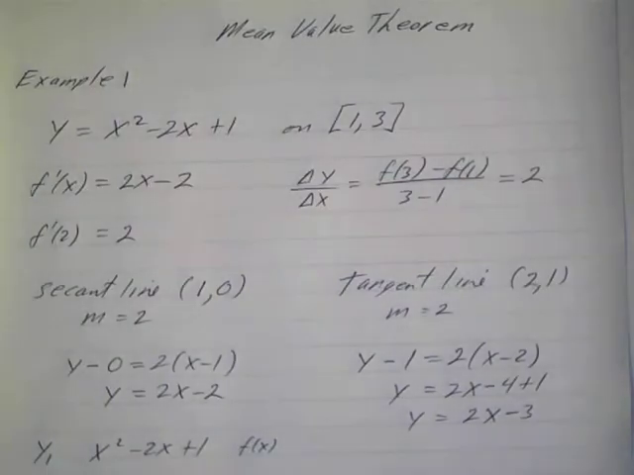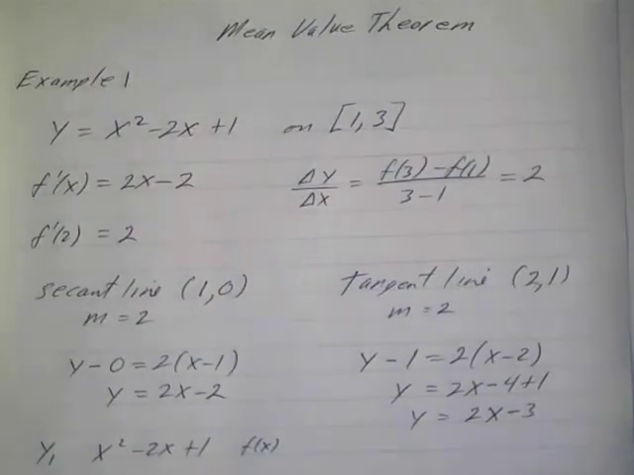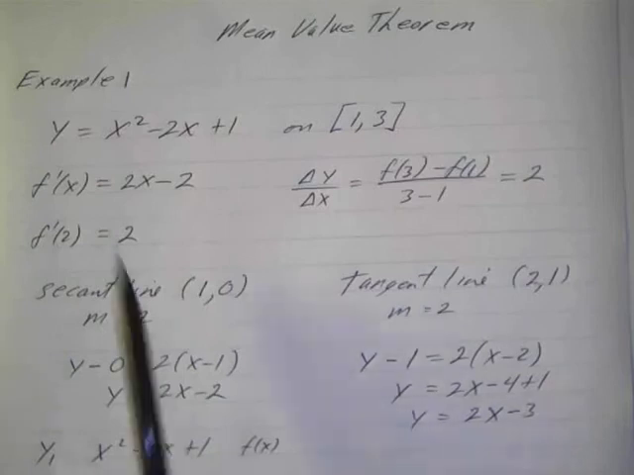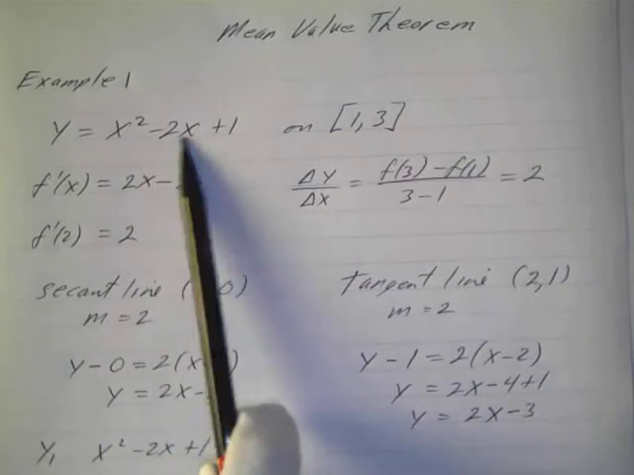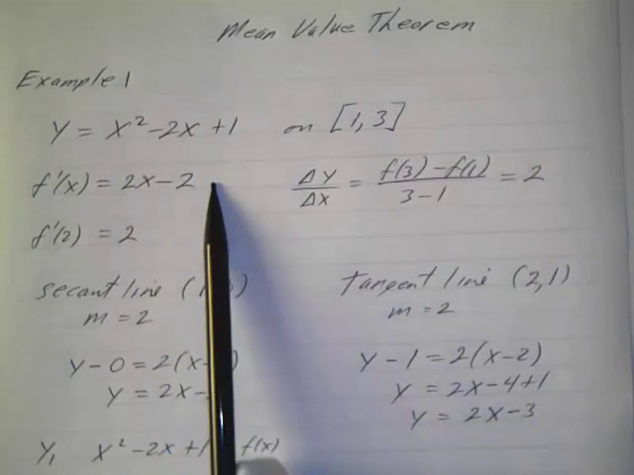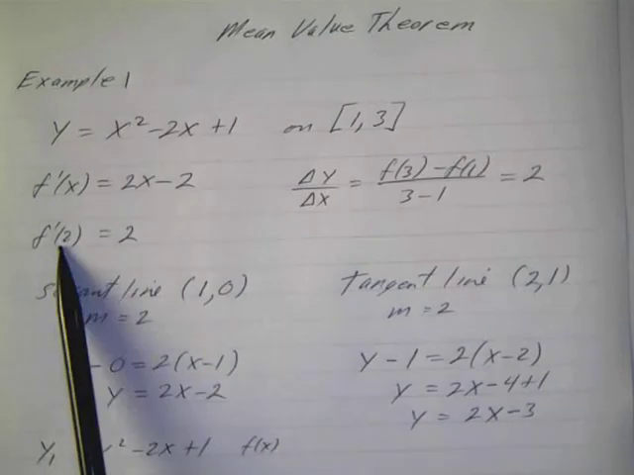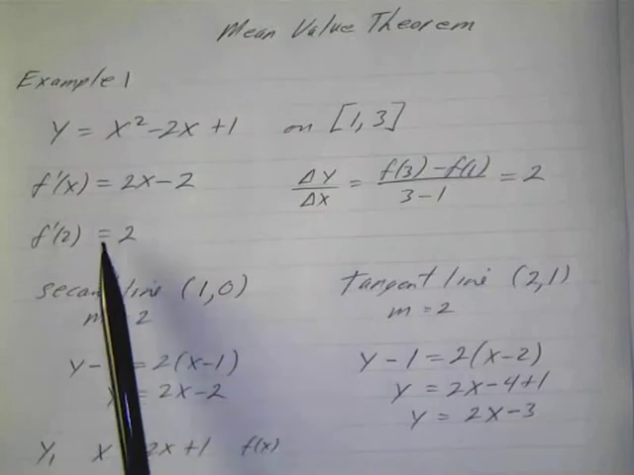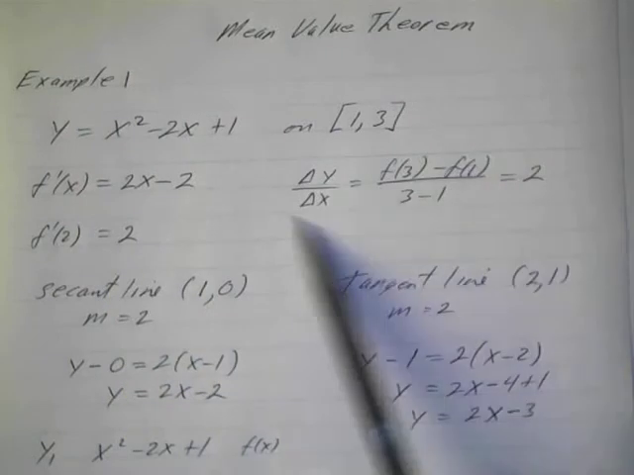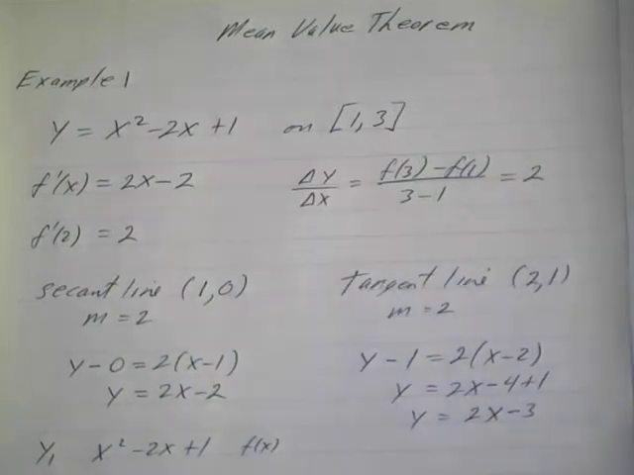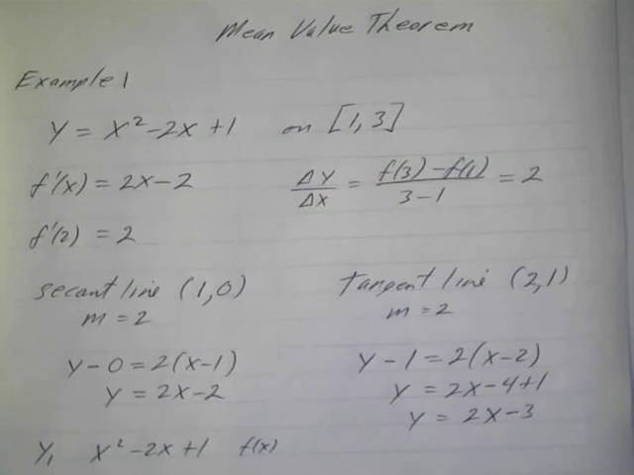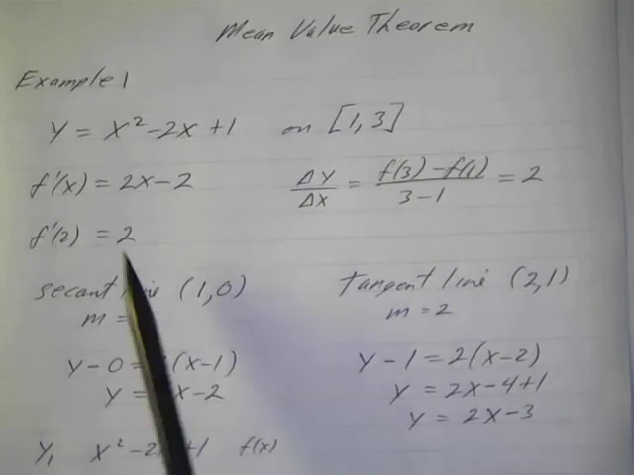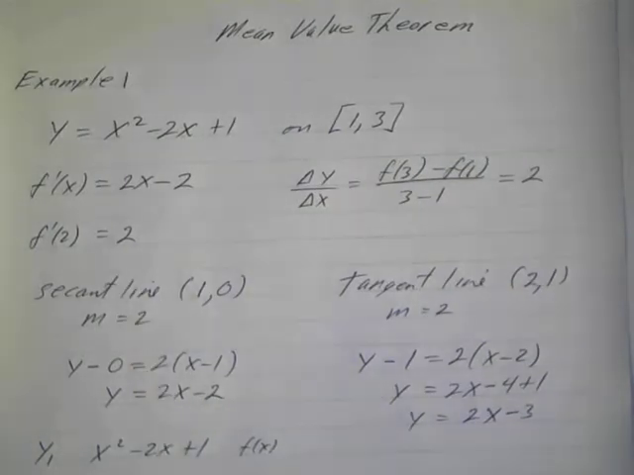But what I want to do is graph everything so we can see how it looks, just to verify it graphically. So here's my y equals x squared minus 2x plus 1. This is the derivative. And then we found that the c was going to be 2, so we know that f prime of 2 was actually 2. And that's the slope. This is the average rate of change, so we showed that those are going to be equal. That's the value of c. That's how we found it.